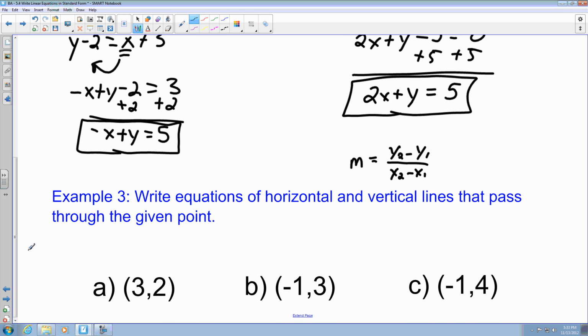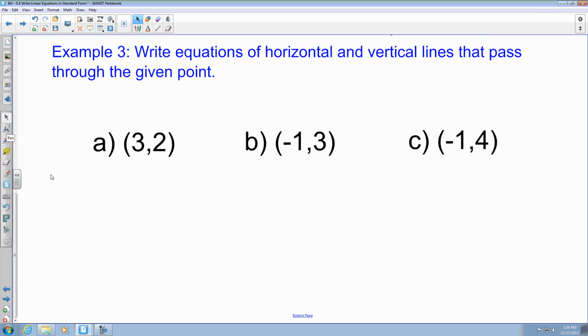For example 3, they want you to write equations of horizontal and vertical lines that pass through a given point. I need some more room, so let's extend the page a little bit. There you go. I like that.